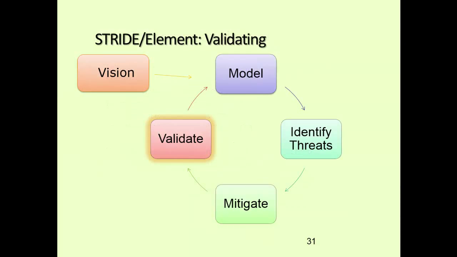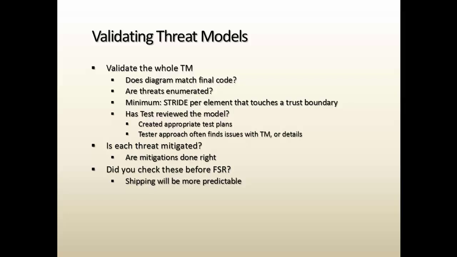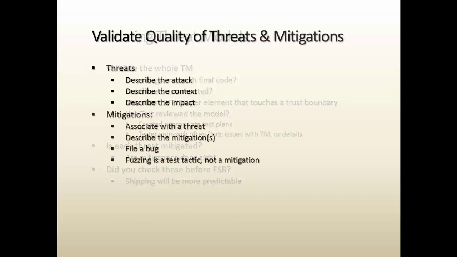Alright, so finally you want to validate, the last step of the process here. As it says, you want to validate your entire threat model, everything. You want to go back and look at your data flow diagram again and say, does it match? Have we changed anything since we created this? Have the threats been enumerated? Have we run the STRIDE method against our threat models? Have our system testers reviewed the models? Have we mitigated each threat using one of the ways we talked about before? Has this been checked before the final security review? If you can do that, the chances of you having mistakes when you get done are much less.